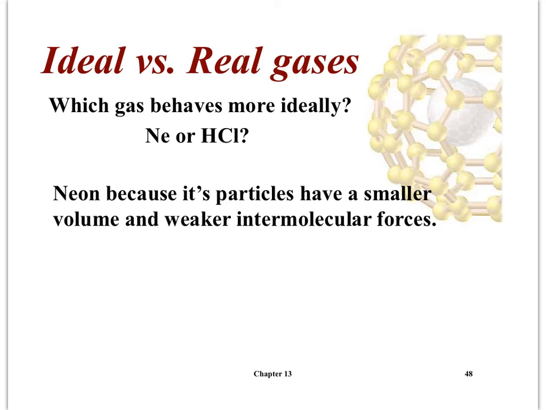So gas particles are really small because we're saying they have no volume. So the smaller their volume is, the closer to that assumption it is. And then also KMT says particles have no attractive forces, intermolecular forces. So the one with weaker intermolecular forces will be the one that behaves more ideally. So the one that behaves more ideally is always the one with smaller volume and weaker intermolecular forces. And so in this case, neon would be the one that has both of those. So neon would be more ideal.